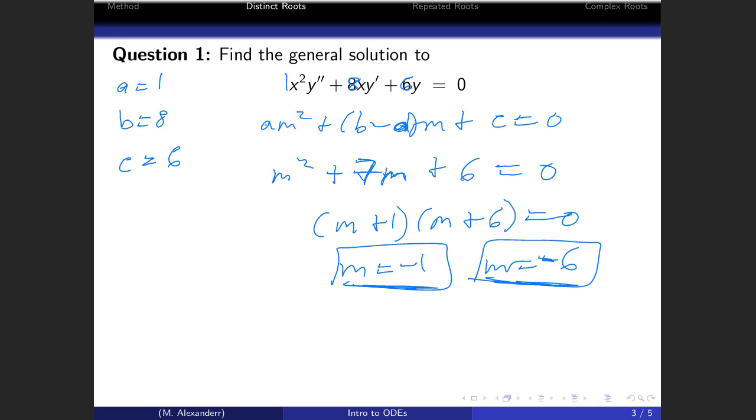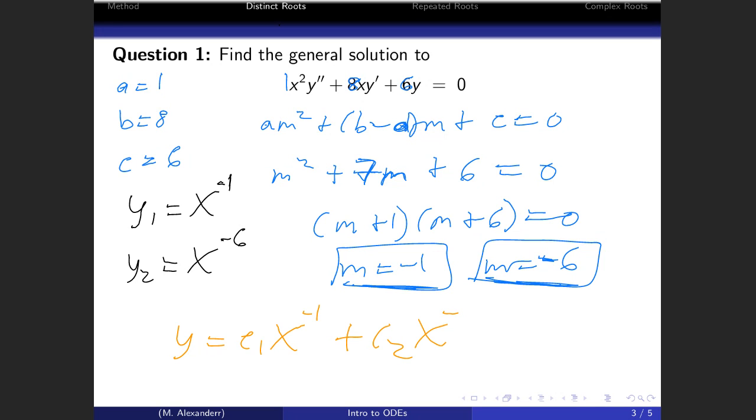And so what that means is that our two linearly independent solutions to the homogeneous equation are going to be y1 is going to be x raised to the first power, which is -1. And then y2 is going to be x raised to the other power, which is -6. And so the general solution to the homogeneous equation is going to be the combination of y1 and y2. So c1 multiplied by x to the -1 plus c2 x to the -6.